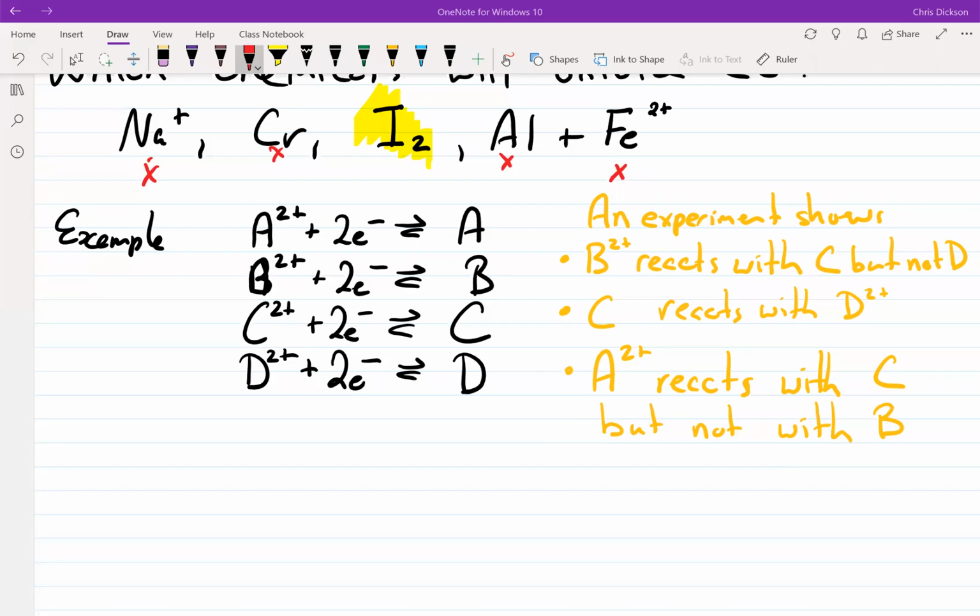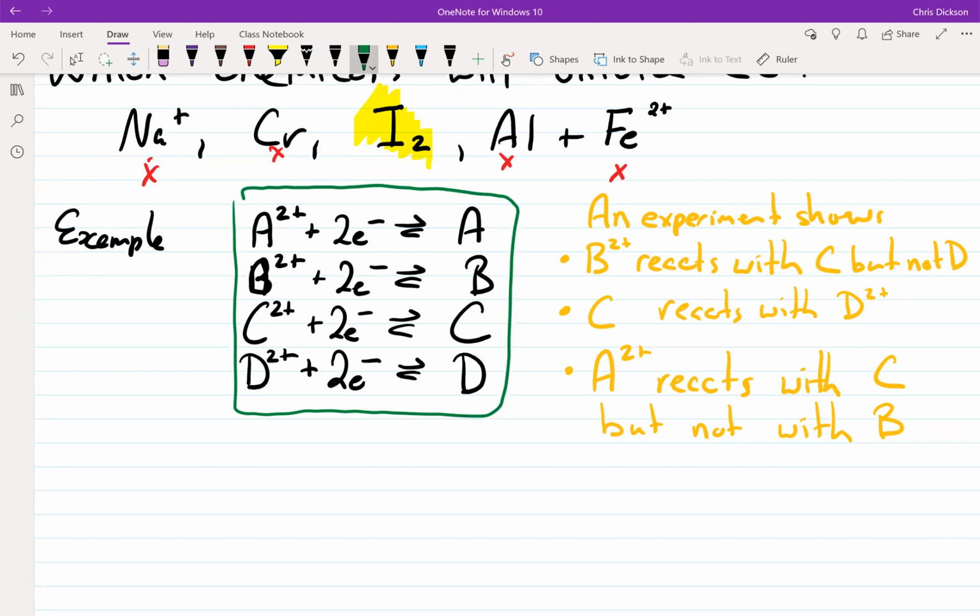Okay, here we go. So we have a fictitious half cell reaction mechanism here, as you would see on the table. That is A2+ reacting with 2 electrons to form A, and then B2+, and then C2+, and then D2+. And we're going to be told that the order in the green box is not the right order you would see on the table. So what we're really going to be asking you to do is to reorder this.